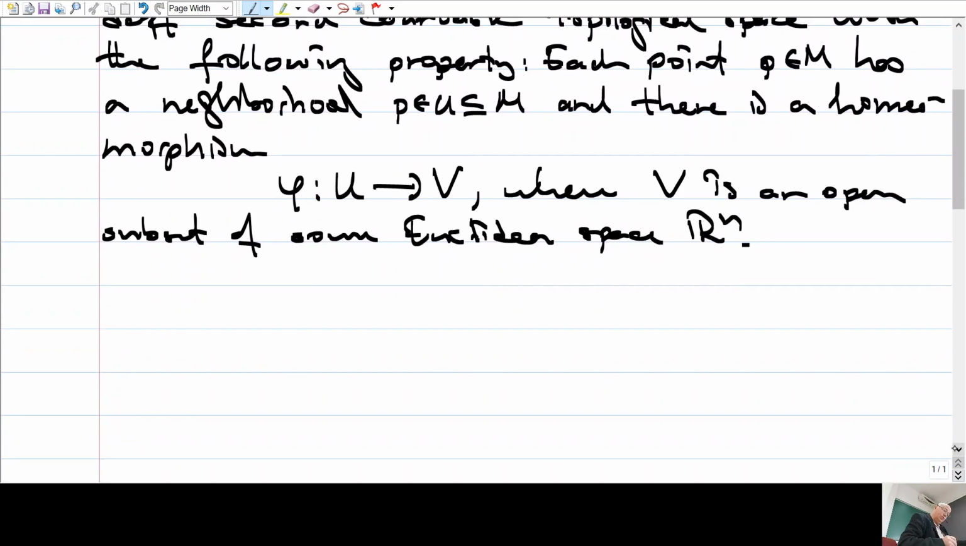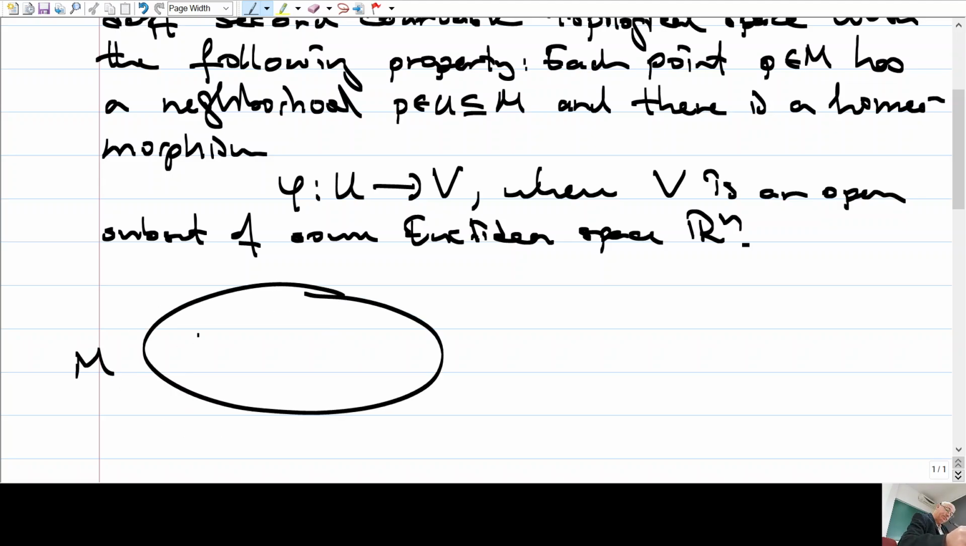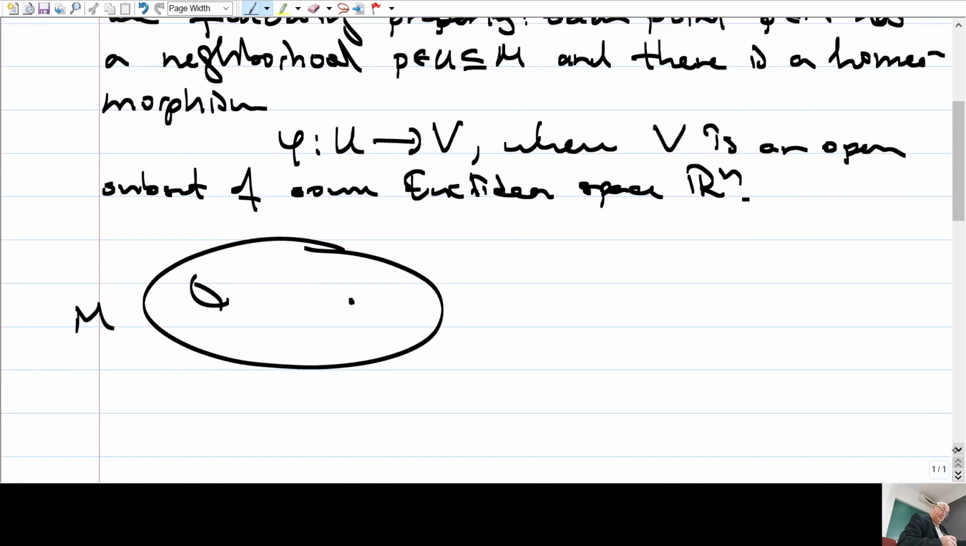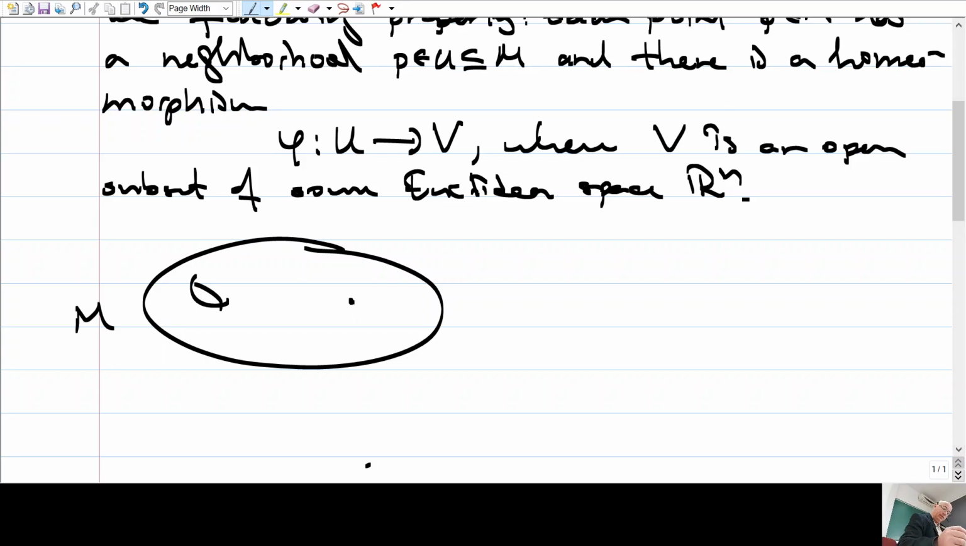So what is a topological manifold? It is some topological space, let's say M, so that it is Hausdorff and second countable. Okay.